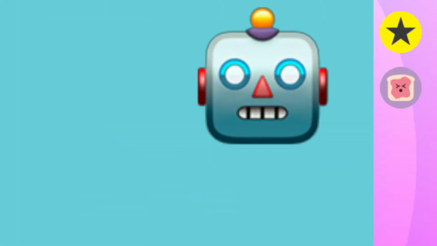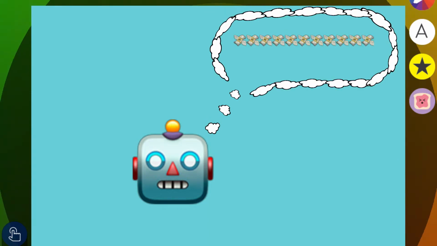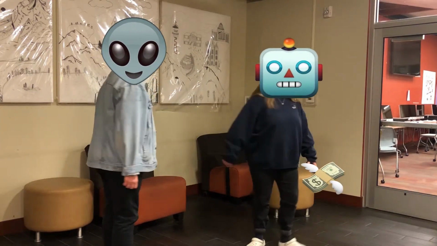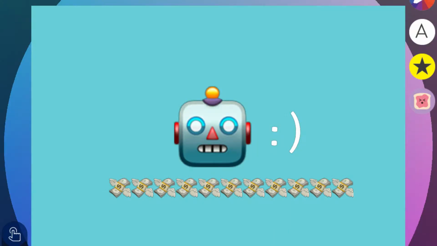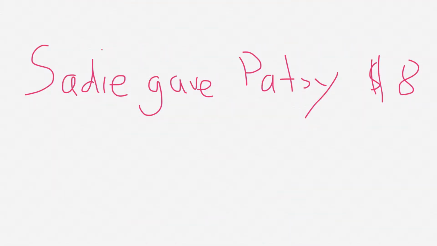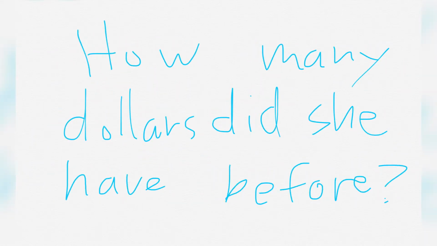This is Sadie, and this is Patsy. Patsy needs $11 to buy a movie ticket. Sadie has $8, so she gives those $8 to Patsy. Now, Patsy has $11. But if Sadie gives Patsy $8 and then Patsy has $11 now, how many dollars did she have before?